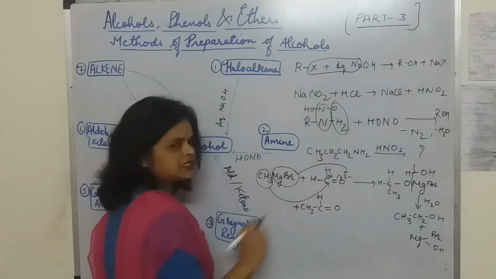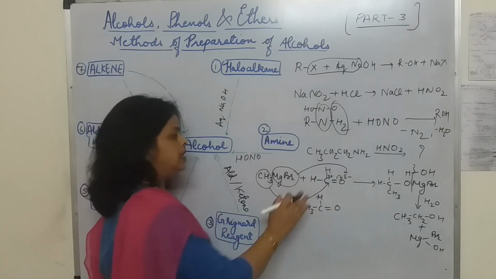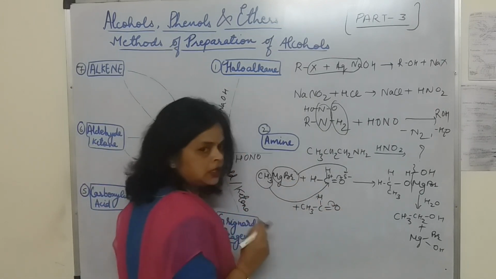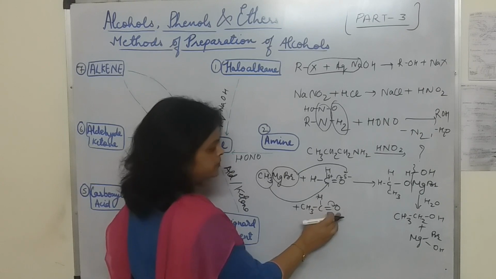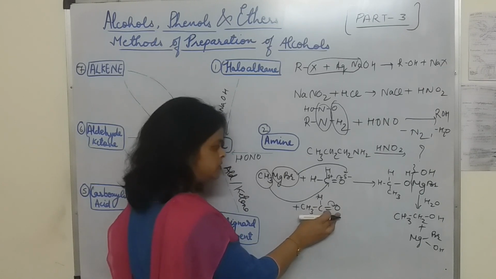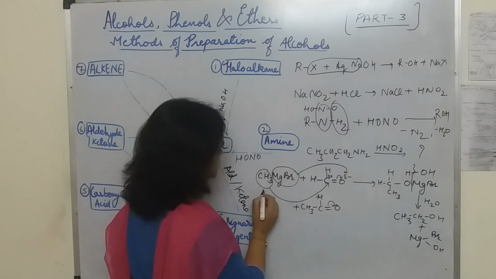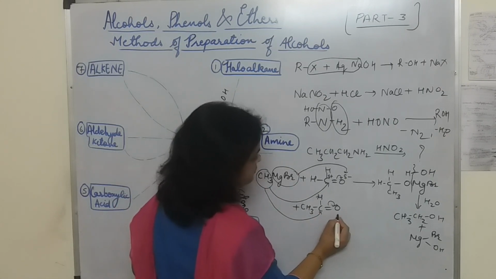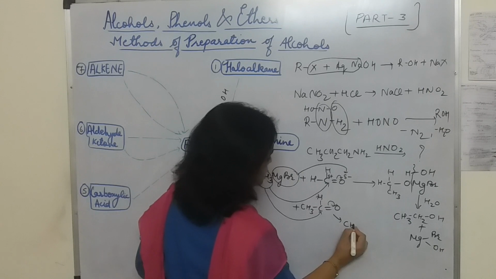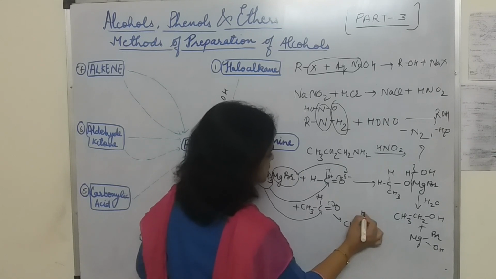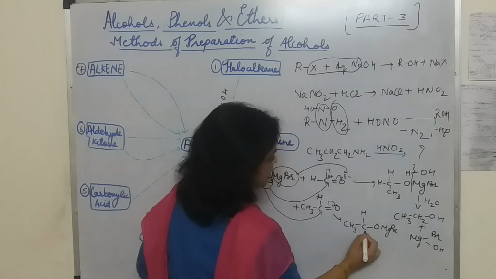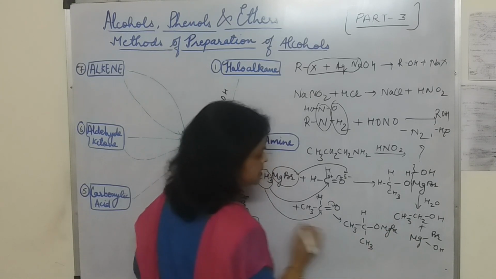This is CH3CHO, any aldehyde other than formaldehyde. Same way, here the partial charges will develop. It will get partial negative charge, it will get partial positive charge, and this methyl group will attach with the carbon and the product will be CH3CHO MgBr, and here we are having CH3.